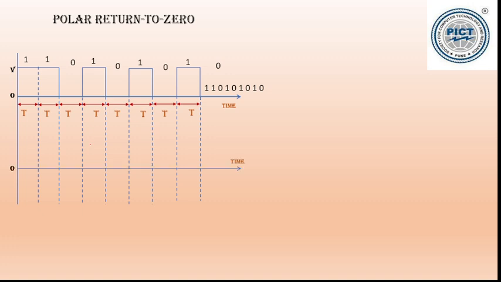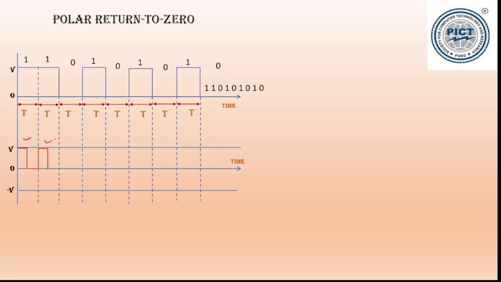Okay. Now polar is using two voltage levels, so plus V and minus V, and it is returning to 0. So first one will be represented by this type of sign. This is plus V. Next one will also be represented by the same, that is plus V.